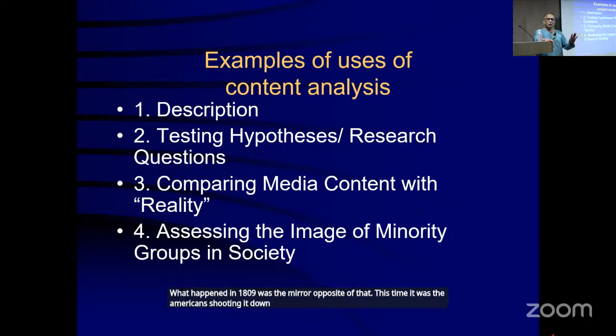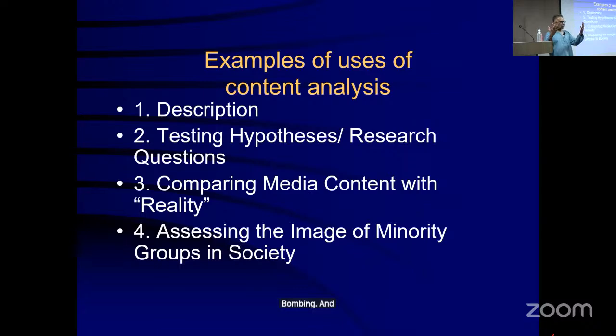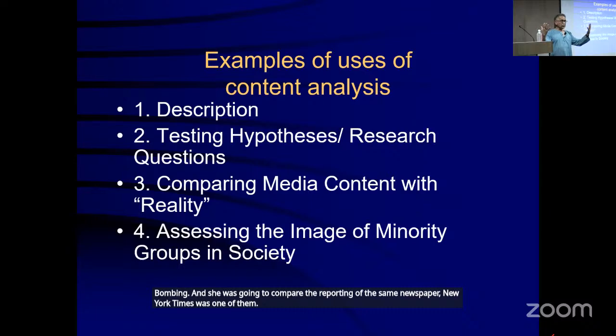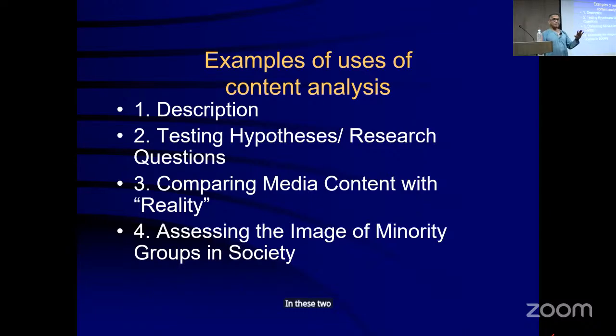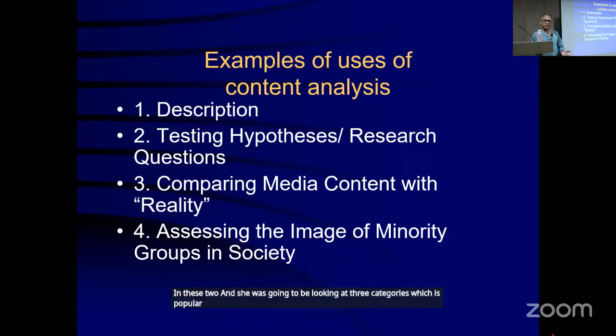So she wanted to do a content analysis of the coverage given to the 1983 Korean airline bombing and the 1989 Iranian Airbus bombing. And she was going to compare the reporting of the same newspaper, New York Times was one of them, in these two. And she was going to be looking at three categories, which is popular in journalism research: reporting, inference, and judgment.